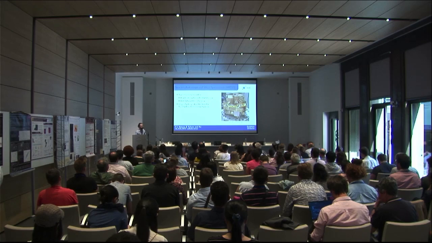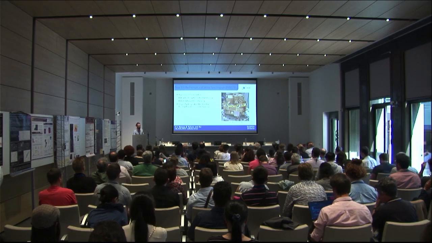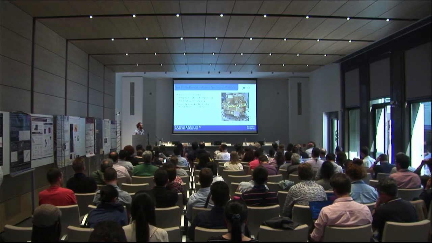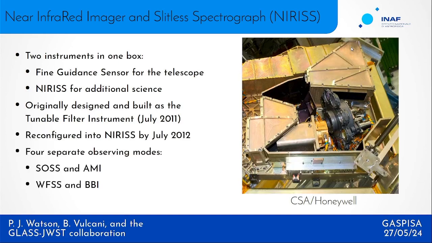It's technically a combination of two things in one box. It's the fine guidance sensor for the entire telescope, fixing the pointing and so on, and it's the near-infrared imager and slitless spectrograph. It's got an interesting history. It was originally built as quite a different instrument, and then because of various problems with the cryogenic calibration, in the space of about 1 year, it was turned into the instrument we now know as NIRISS, with 4 separate observing modes: single object slitless spectroscopy and aperture masking interferometry, which are both generally for transiting exoplanets, and the 2 most relevant to this talk, wide field slitless spectroscopy and broadband imaging.